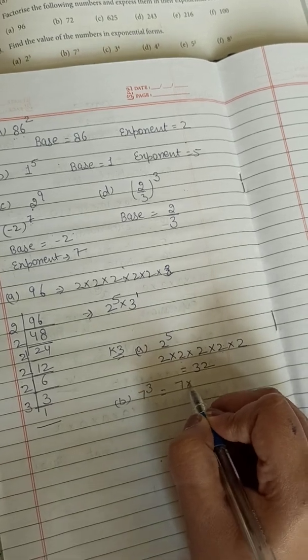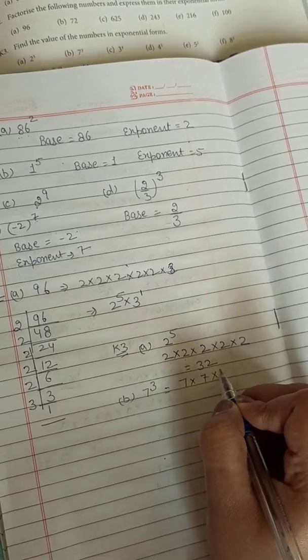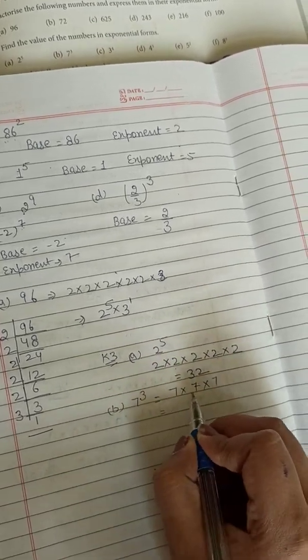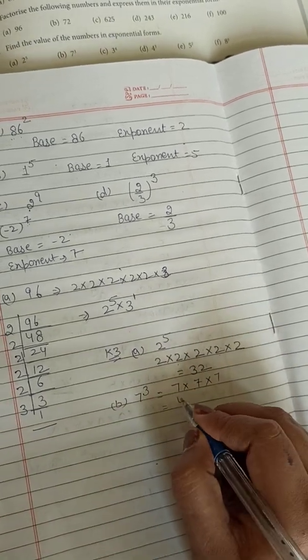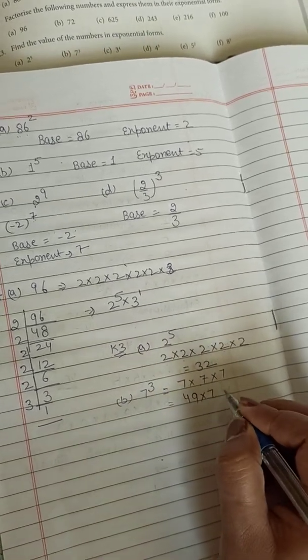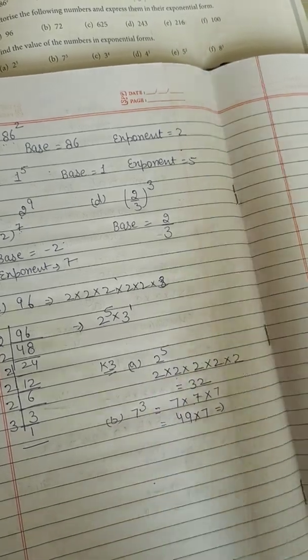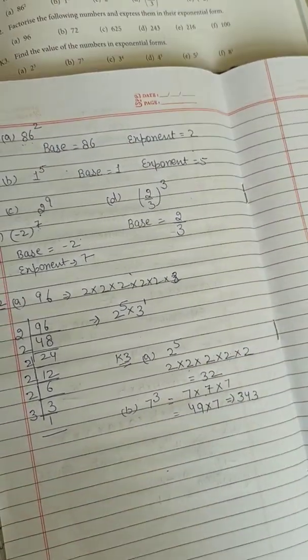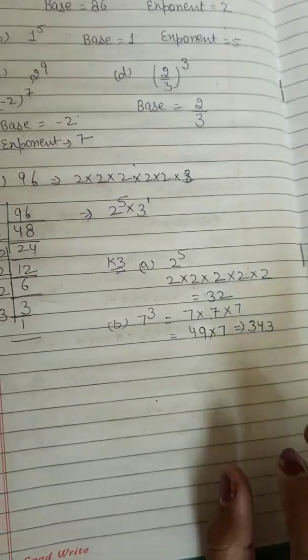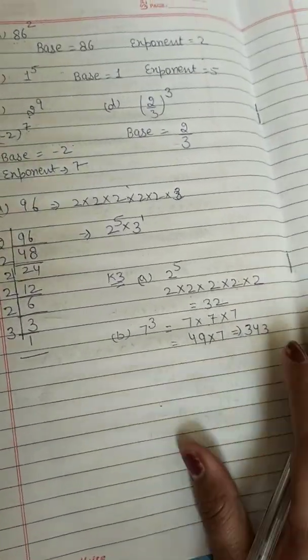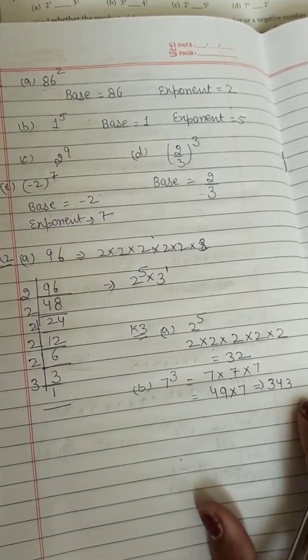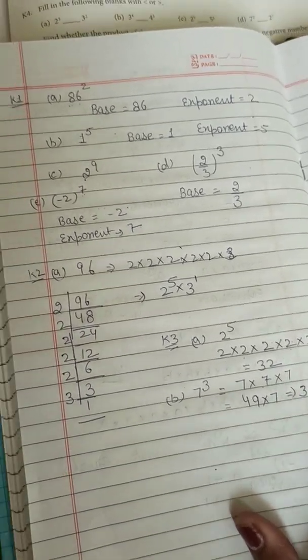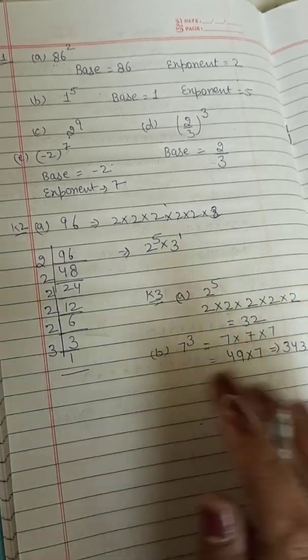Now B part, 7 to the power 3. Write 7 three times. 7 sevens are 49. 49 multiplied with 7 is equal to 343. Clear? This is the way to find the value of the exponential form. Clear, students?